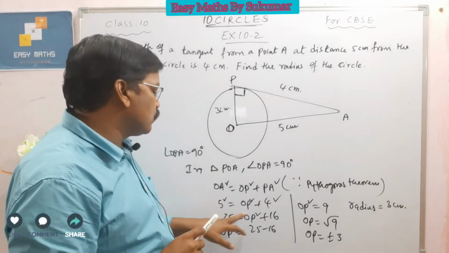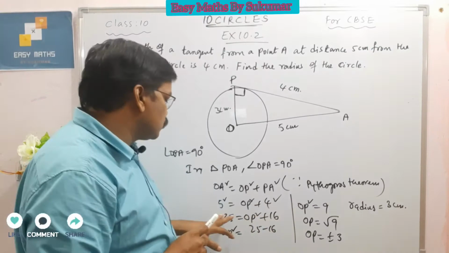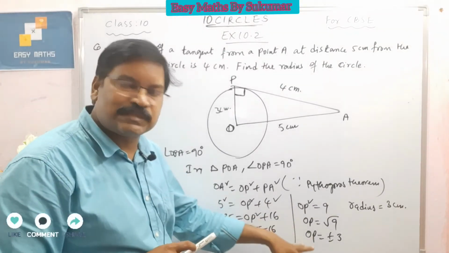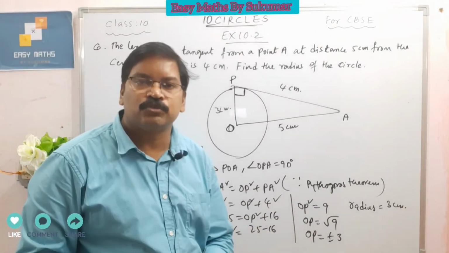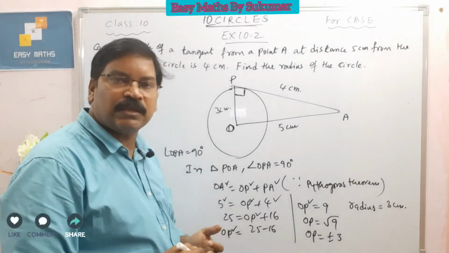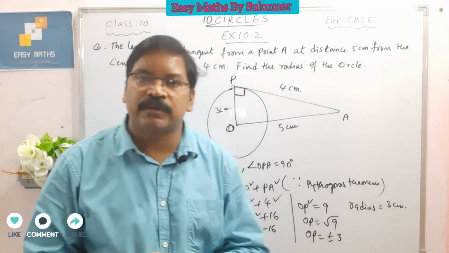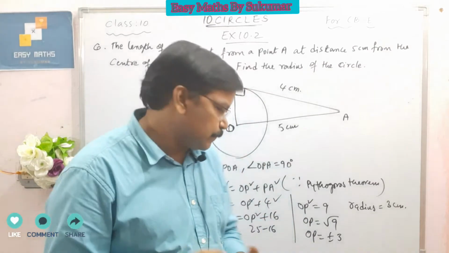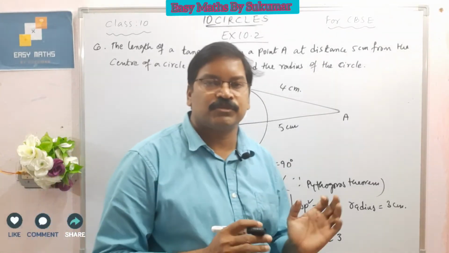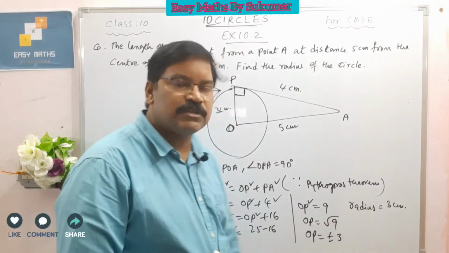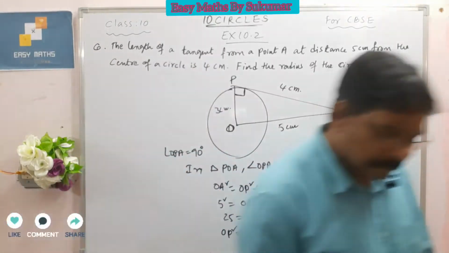So 5 square is equal to OP square plus 4 square. So 25 is equal to OP square plus 16. So OP square is equal to 25 minus 16, that is 9. So OP is equal to the square root of 9, that is plus or minus 3. But OP is the radius, which is always positive. That means the radius is 3 centimeters.